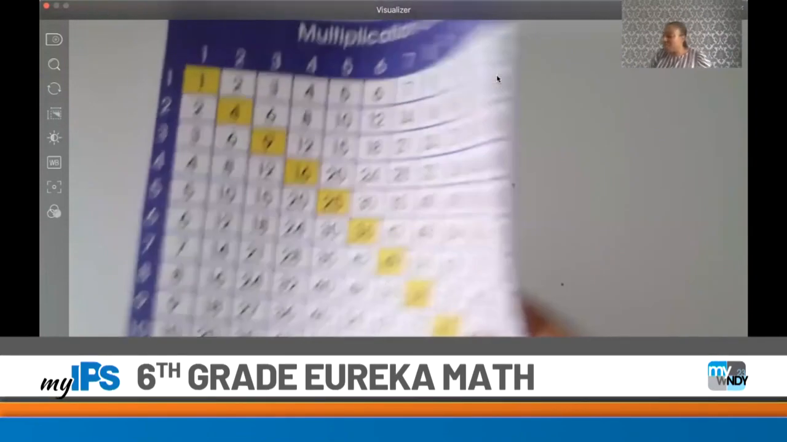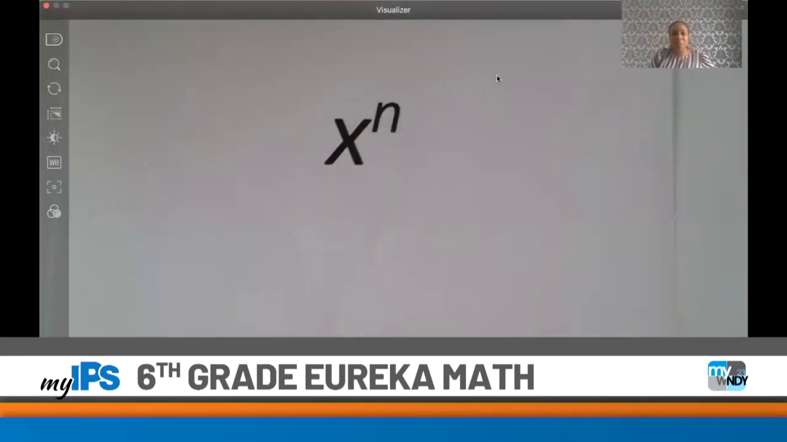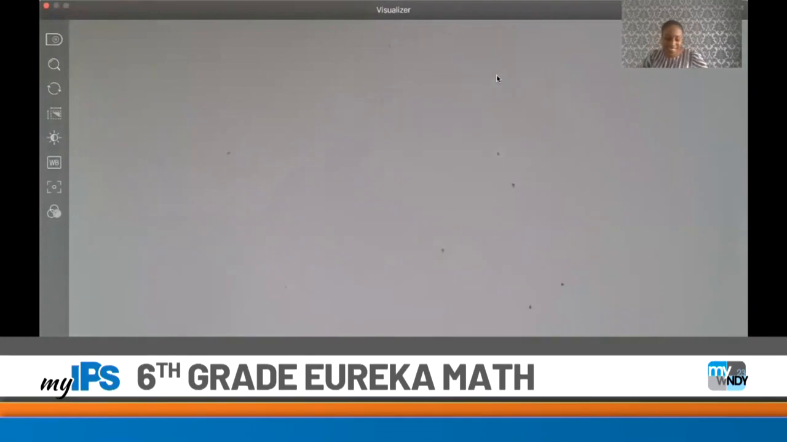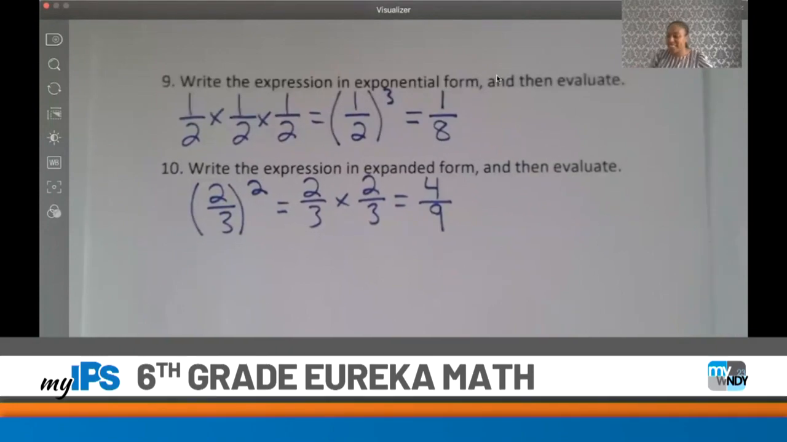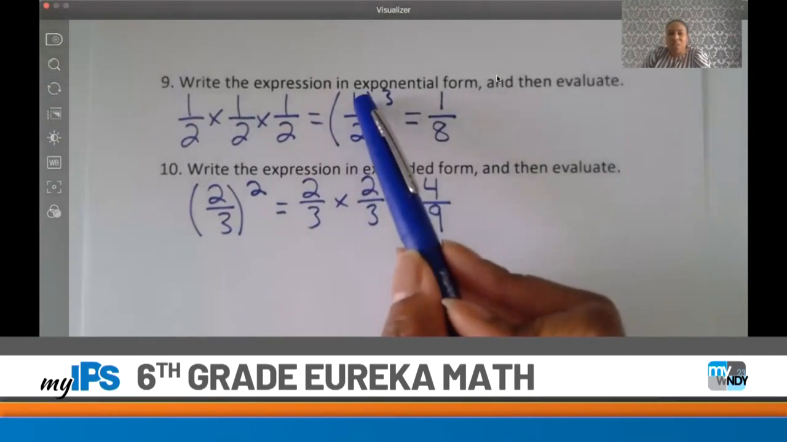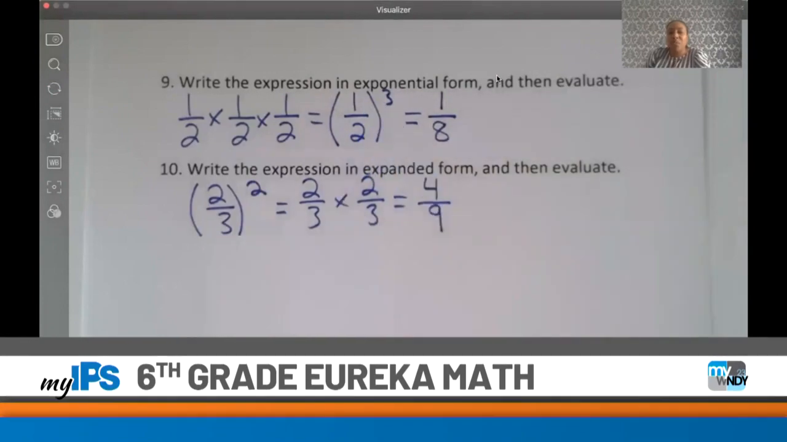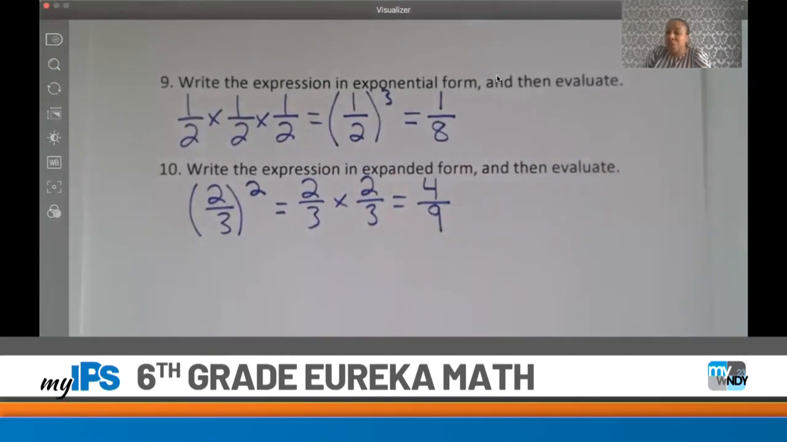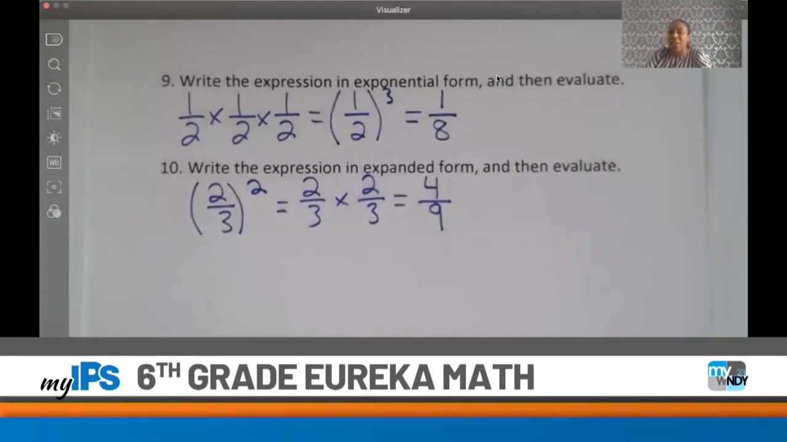Before we move on to our next set of exercises, let's go back to this example. I do want to give you another special name. I can also use another special name if this is raised to the third power. When a number is raised to the third power, it is called cubed. Remember that in geometry, cubes have the same 3 dimensions, length, width, and height. So here I can say 1/2 to the third power, or I can say 1/2 cubed.